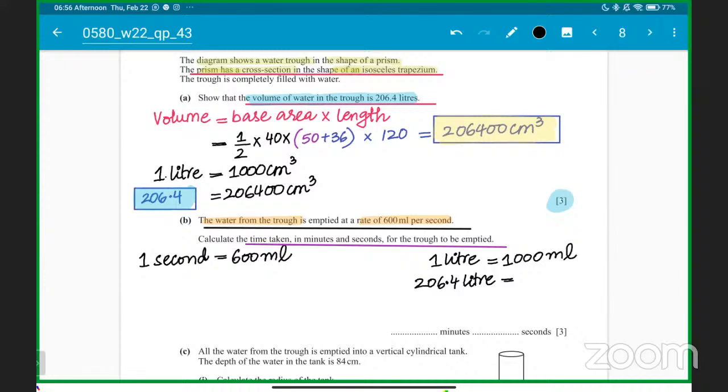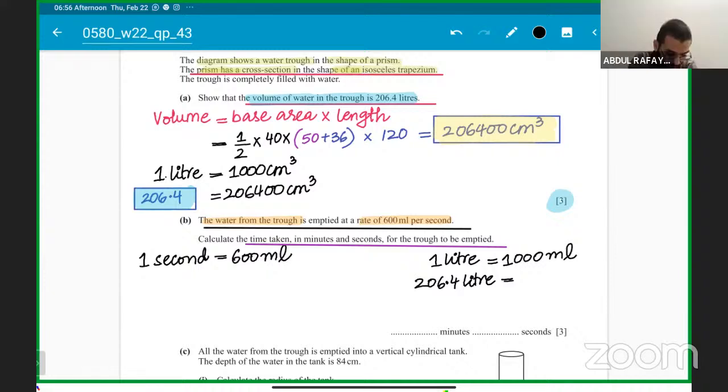How much will 206.4 liters be? It will be 206,400 ml. The same thing, right? We have 206,400 ml. And now you'll write it down here. If 1 second is taking out 600 ml of water, how many seconds will it take to get out 206,400 ml? Just conversion things, okay?